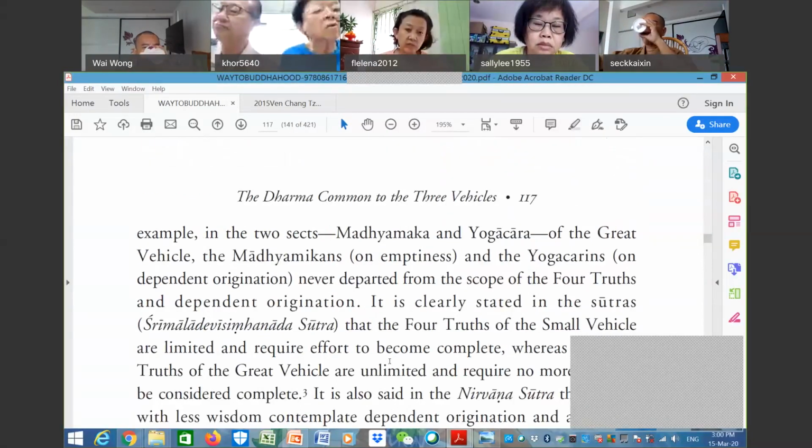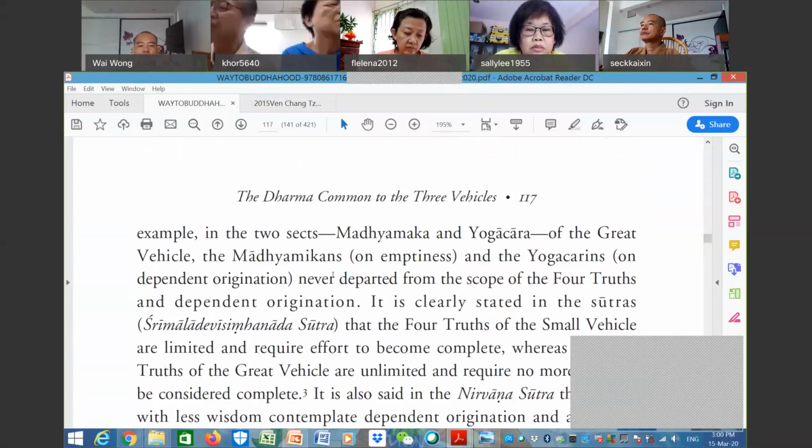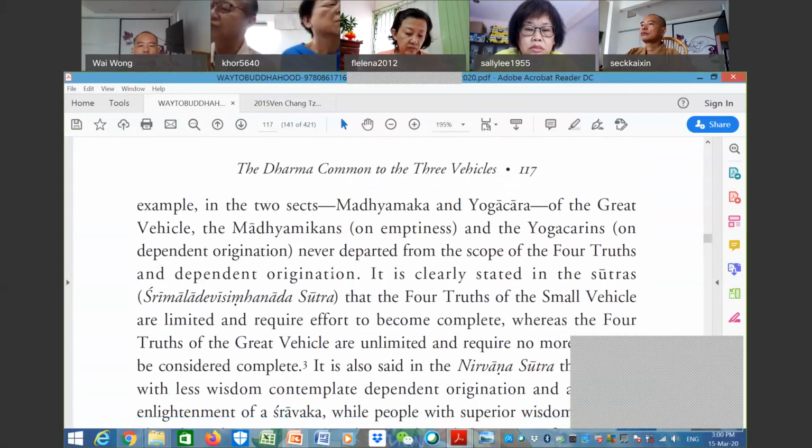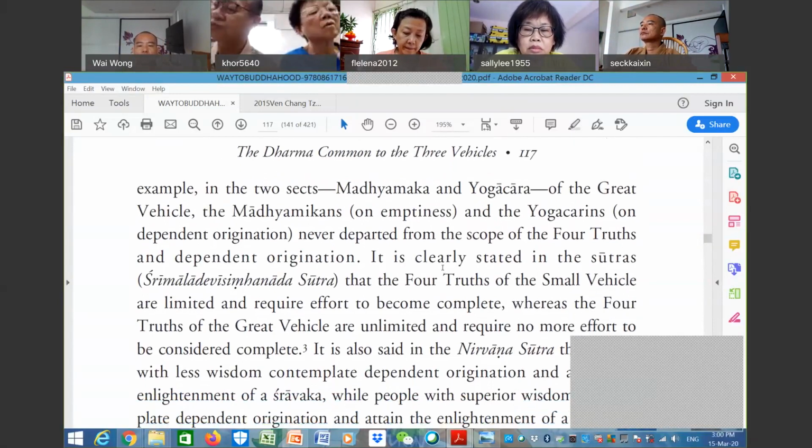For example, in the Madhyamaka and Yogacara of the Great Wheel, the Madhyamaka on emptiness and the Yogacara on dependent origination never depart from the scope of the Four Noble Truths and dependent origination.